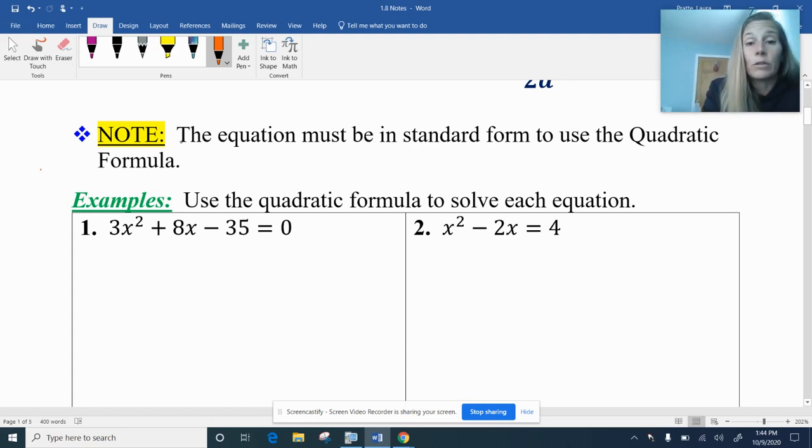So I'm going to continue to do my discriminant first. So obviously you want to make sure it's in standard form, which it is, it equals 0. Then we identify our A, B, and C. So for me, I'm going to just do my discriminant first.